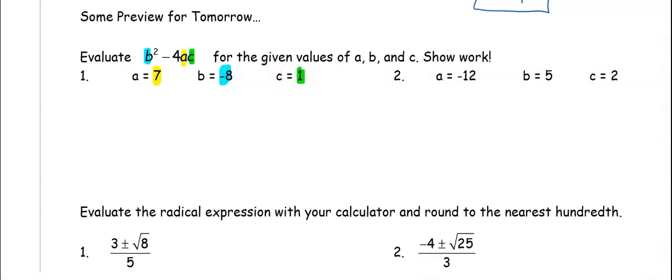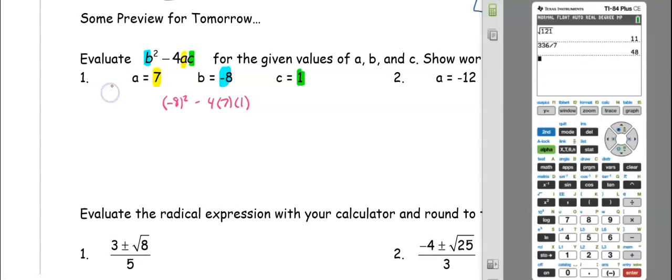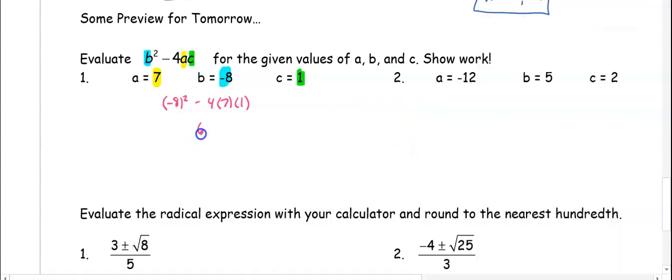Now, when you substitute, make sure you put parentheses around this. So as we substitute here, we would get (negative 8) squared minus 4 times 7 times 1. Then, instead of doing this by hand, all we need to do is type this into our calculator. Make sure we use our parentheses: parenthesis negative 8 squared minus 4 parenthesis 7 parenthesis 1, and we get 36.